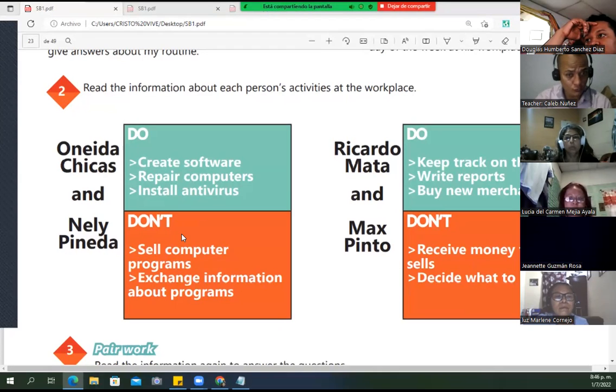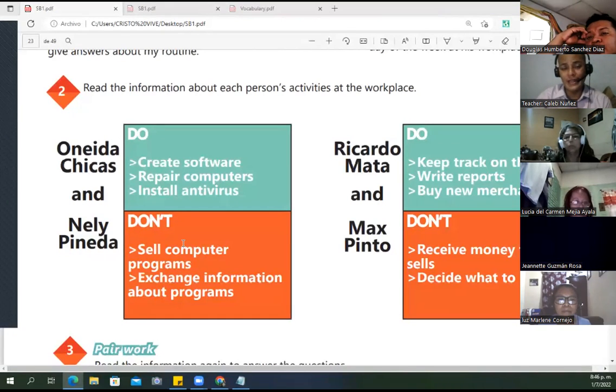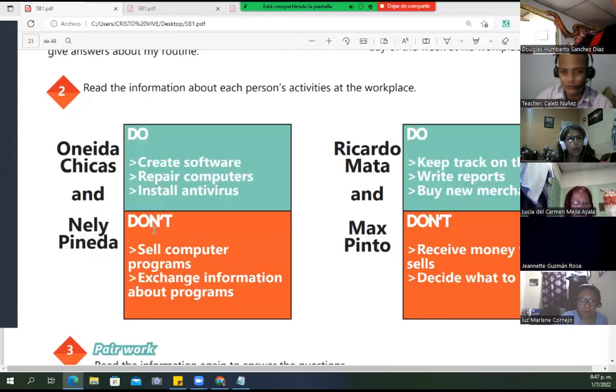What don't they do? They don't. Repeat. They don't sell computer programs. A ver, ¿quién me ayuda a interpretar esa? ¿Qué ellas no venden programas de computadora? No venden. Okay, sell, vender.